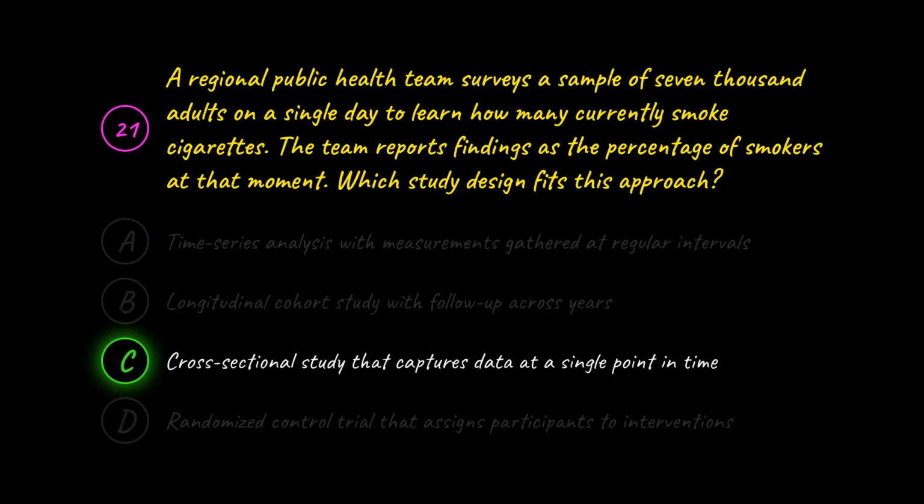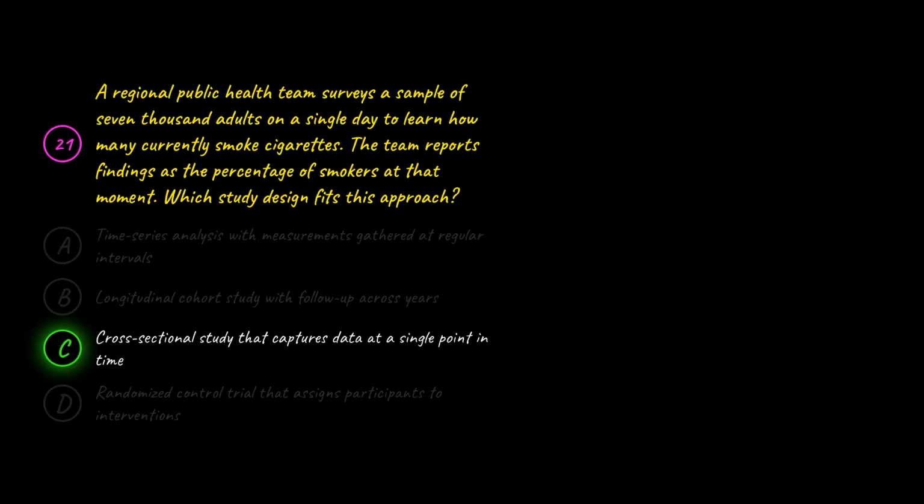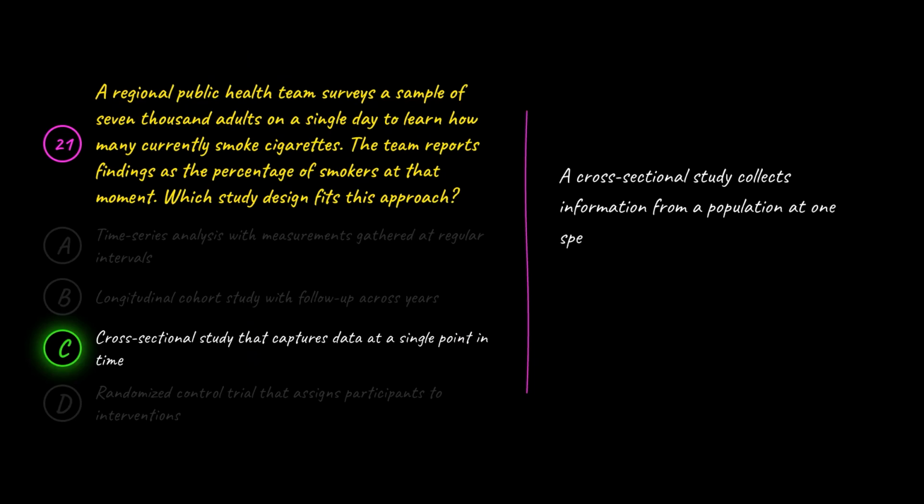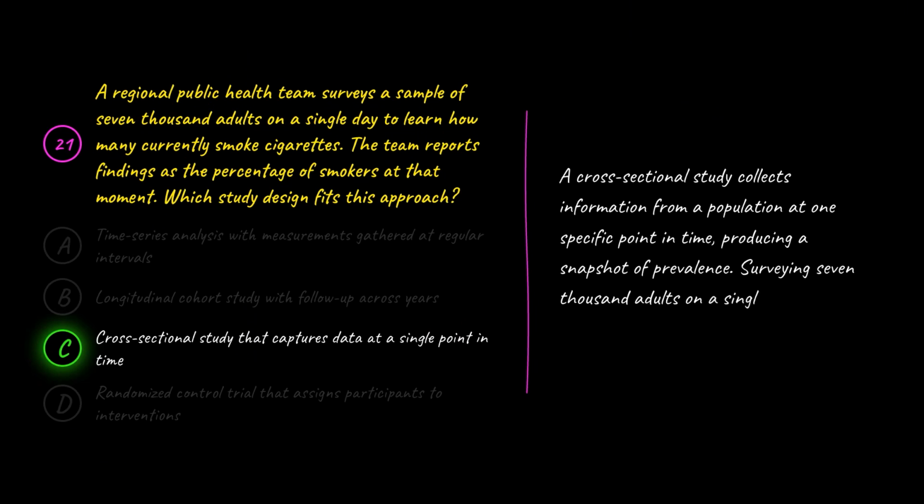The correct answer is C. Cross-sectional study that captures data at a single point in time. C is correct because a cross-sectional study collects information from a population at one specific point in time, producing a snapshot of prevalence. Surveying 7,000 adults on a single day to estimate the current smoking rate matches the definition precisely. Cross-sectional designs are common for prevalence reporting.